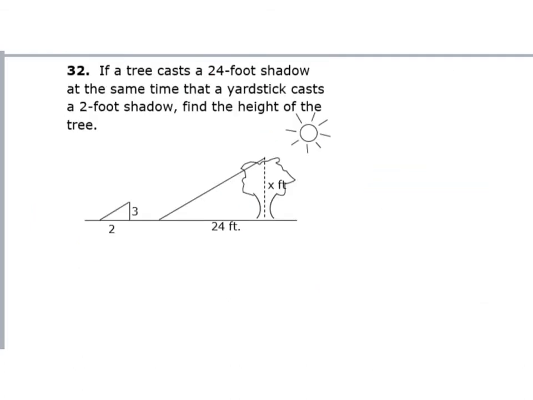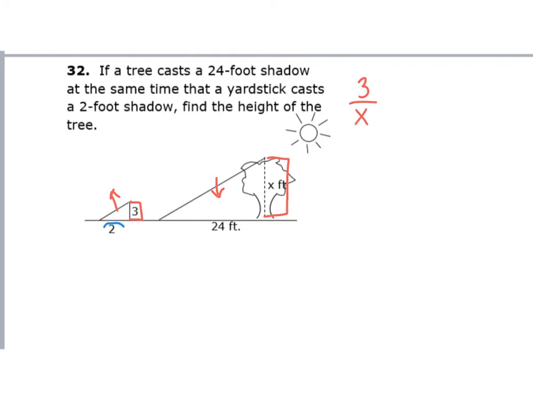Number 32. If a tree casts a 24-foot shadow at the same time that a yardstick casts a 2-foot shadow, find the height of the tree. So this is pretty much the exact same thing, except instead of a flagpole, I have a yardstick, and instead of a building, I have a tree. Okay, so I'm going to start off doing the same thing. I'm going to compare the yardstick to the tree, and I'm going to put the yardstick on top so I don't forget. I'm going to put my up and down arrow. So 3 to X.